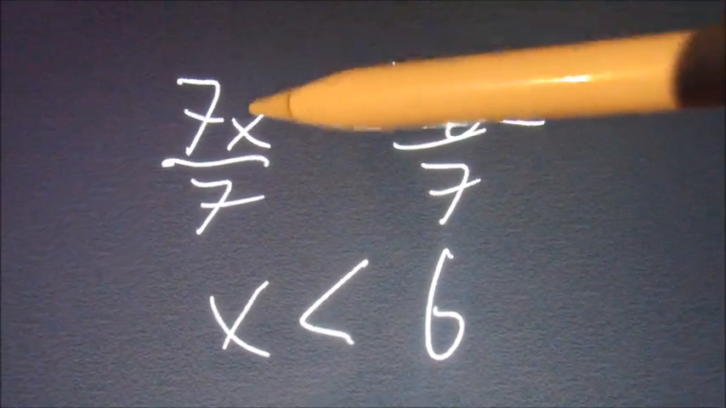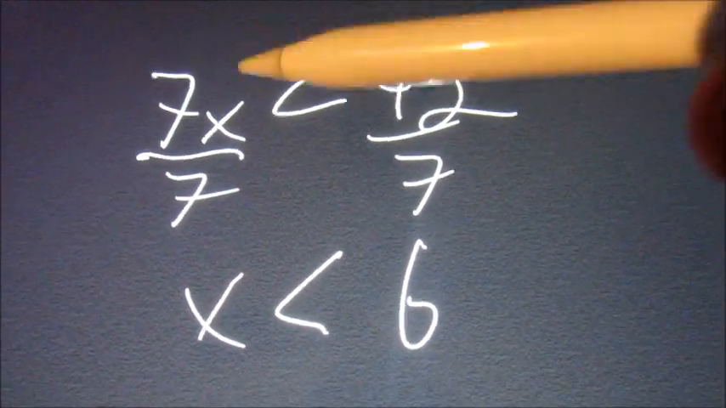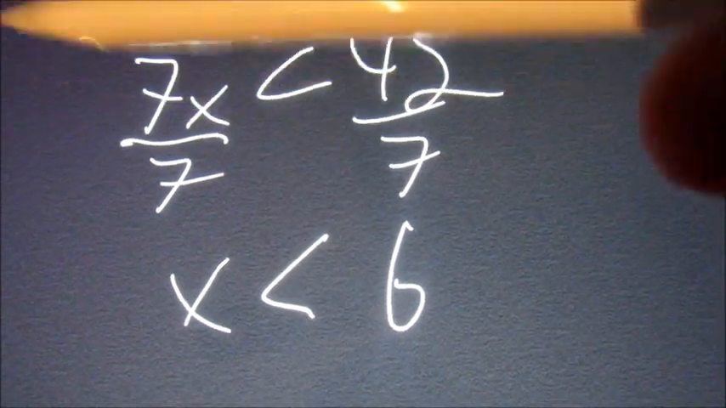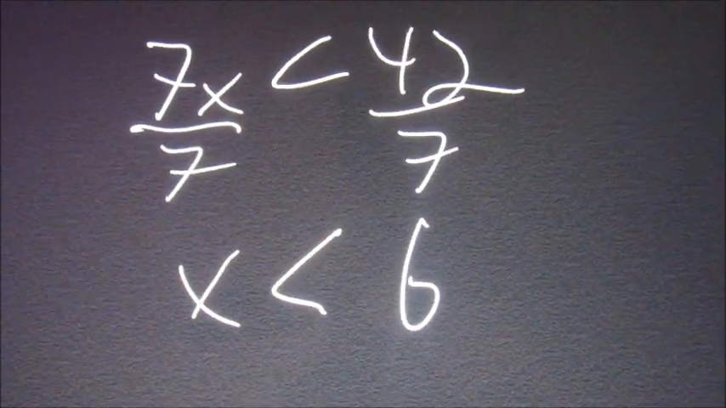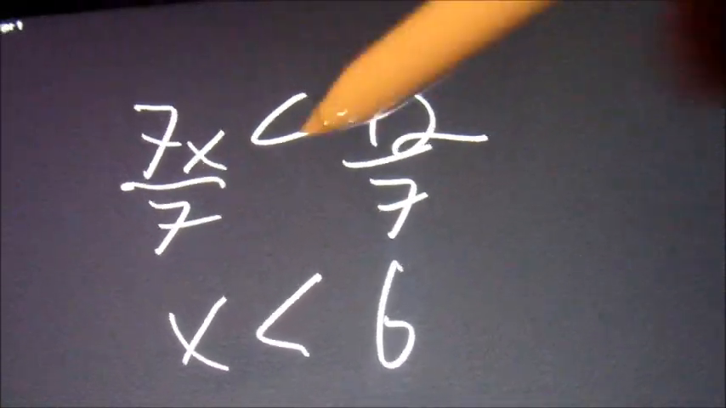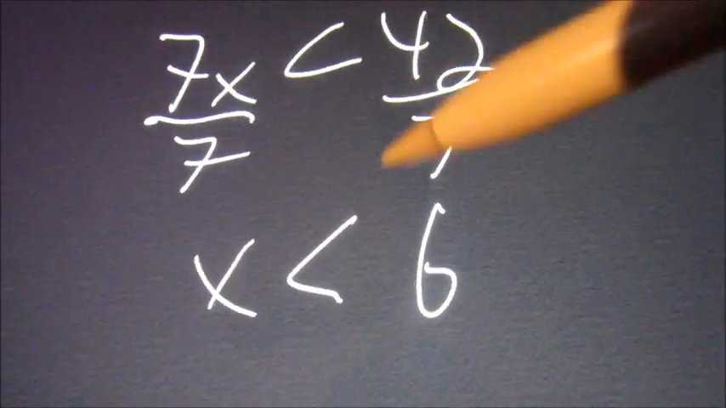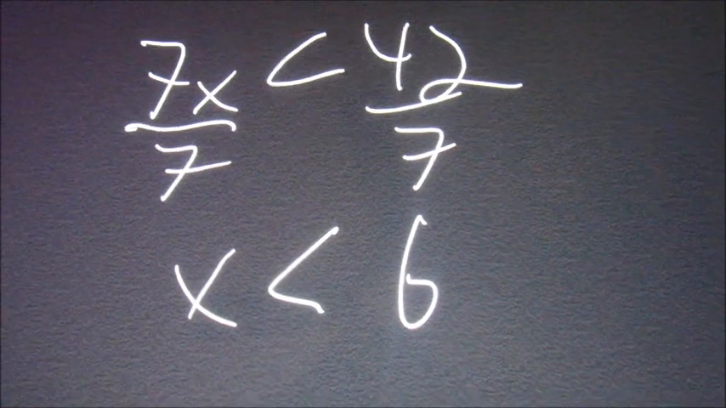And the way we can check this is put some number that's less than 6 in here. I'm just going to put a 0 because that's easy. 0 times 7 is 0, and that is less than 42. If I put a 10, 7 times 10 is 70, which is bigger than 42. So we know we got this right, and we can't do the actual 6 because if we put that in, then it would equal 42.